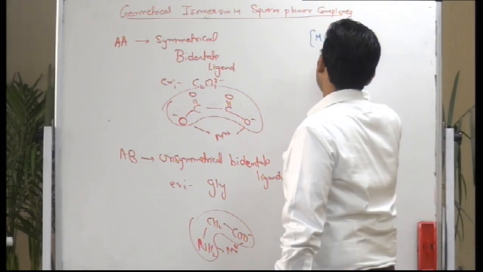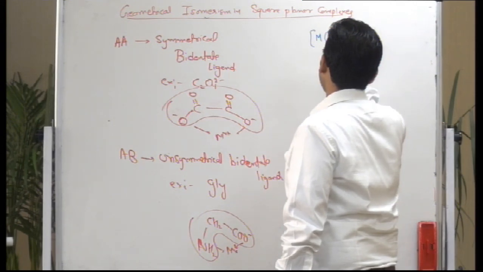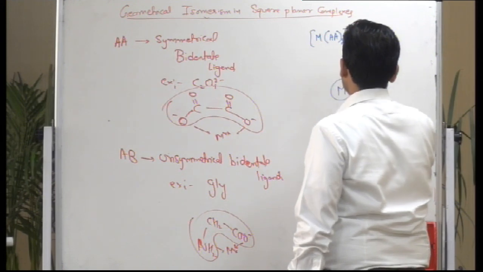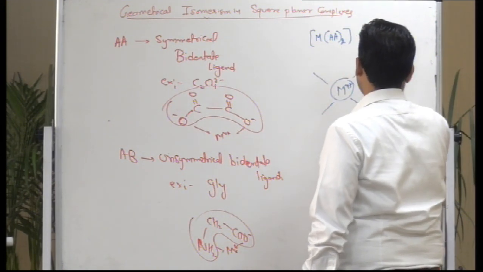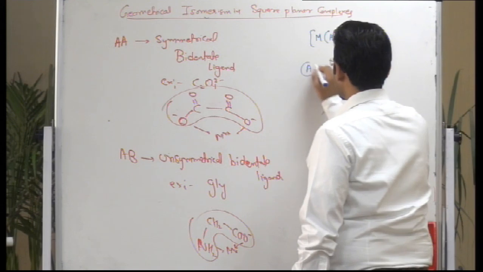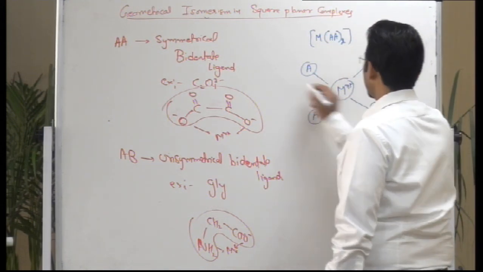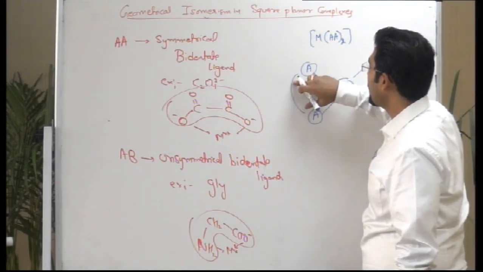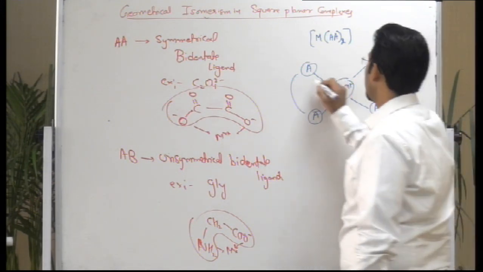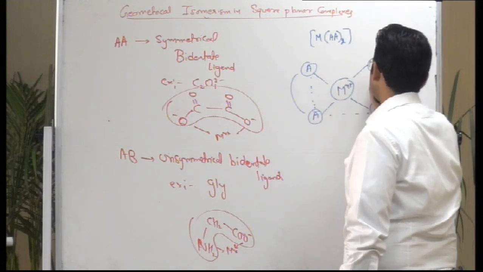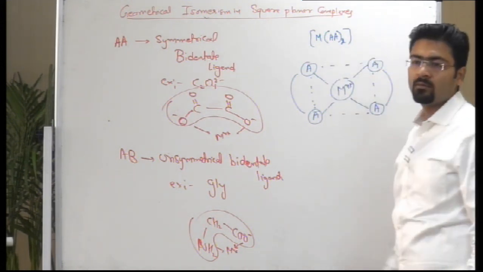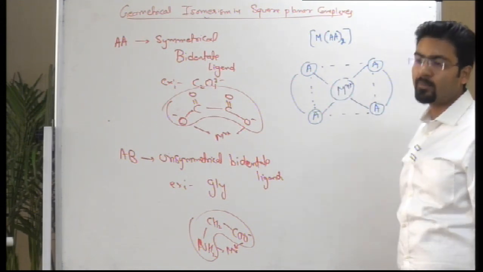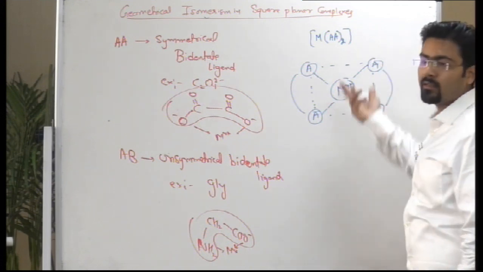Now let's see what situation will be observed in the case of geometrical isomerism. If I have symmetrical bidentate ligands, and I have 2 such bidentate ligands, how will I represent them? It's like the 2 are connected. So these curves are representing the bond between AA. For example, C double bond O, C double bond O, O minus, O minus. And these dotted lines represent square planar symmetry. Right? So this case will never show geometrical isomers because all of them are identical.